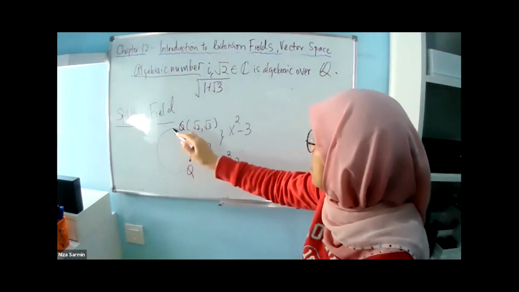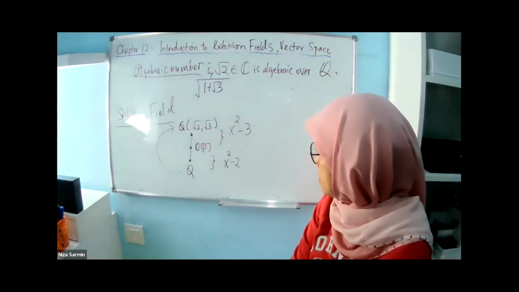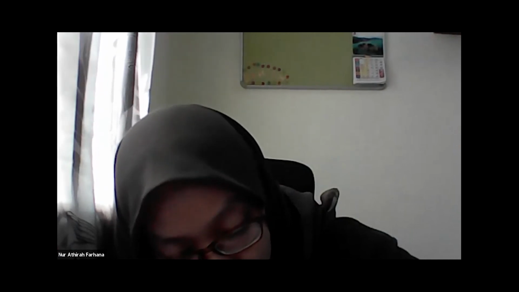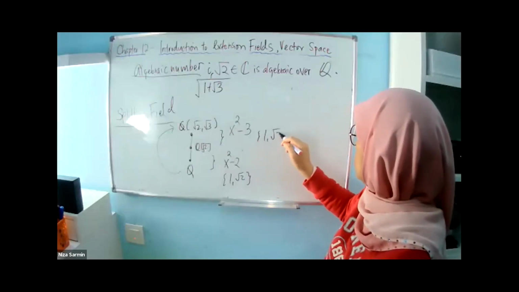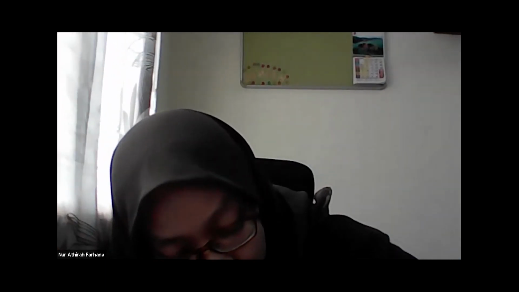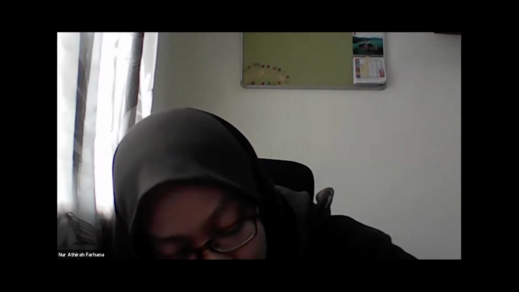Sometimes you can just easily see, but sometimes it's not that easy. Okay, so from here to here you have this, from here to here you have this. So the basis here is 1, square root 2, the basis here is 1, square root 3. So the whole basis will be 1, square root 2, square root 3, square root 6. So the degree of this is 4. Okay. Let's see.